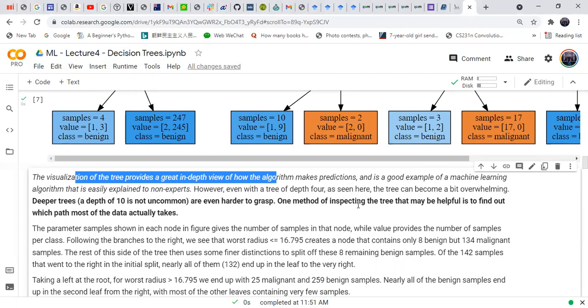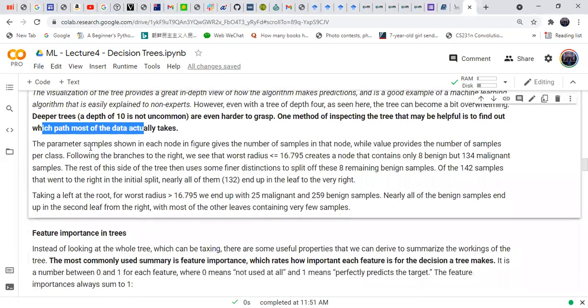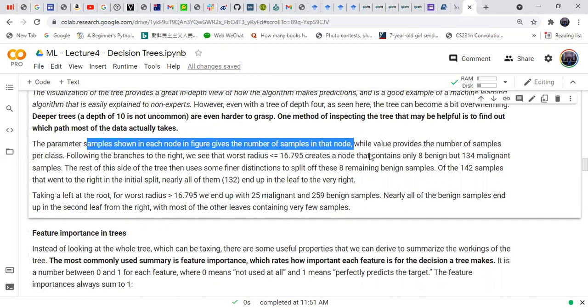One method of inspecting the tree that may be helpful is to find out which path most of the data actually takes. The parameter samples shown in each node in the figure gives the number of samples in that node, while value provides the number of samples per class.